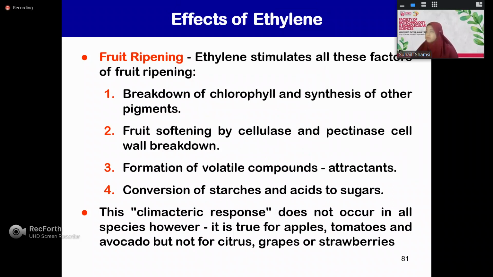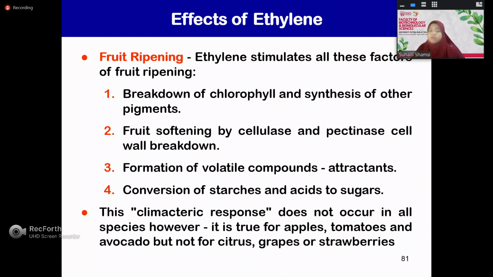So examples of non-climacteric fruits that we have are citrus fruits, grapes, strawberry. Examples of climacteric fruits, we have apples, we have bananas, tomatoes. So essentially, a key difference between climacteric and non-climacteric fruits, particularly for commercial production, is that climacteric fruits continue to ripen following the harvest, whereas non-climacteric fruits do not.